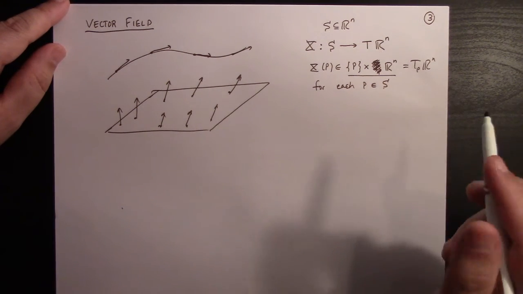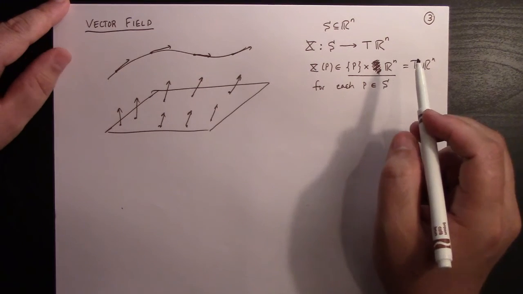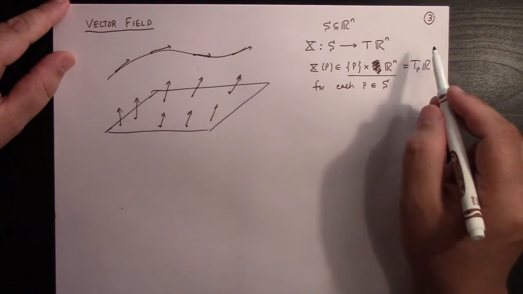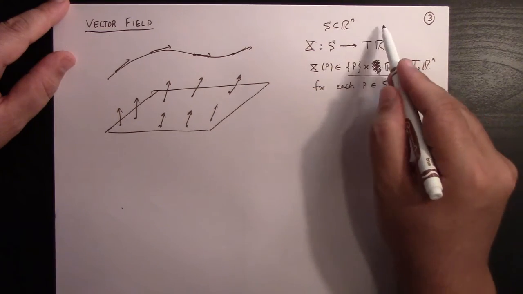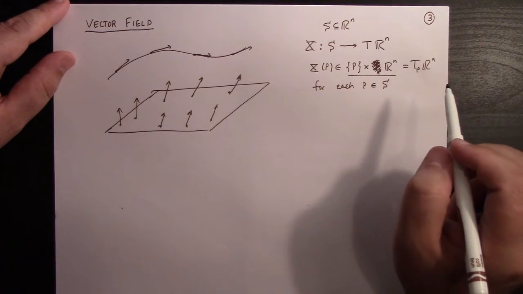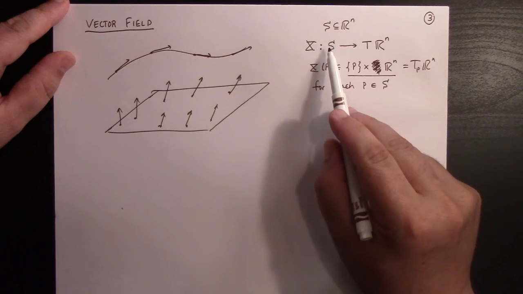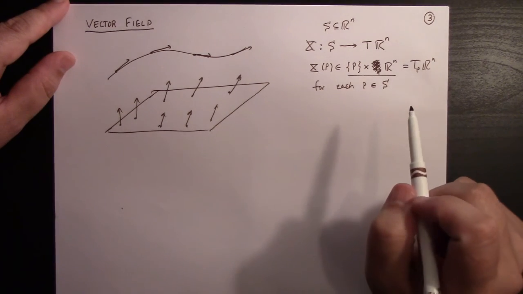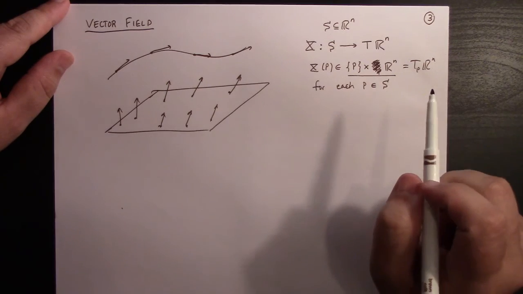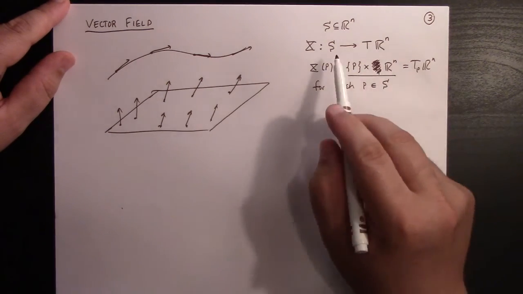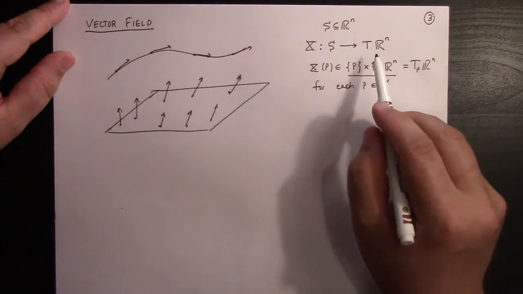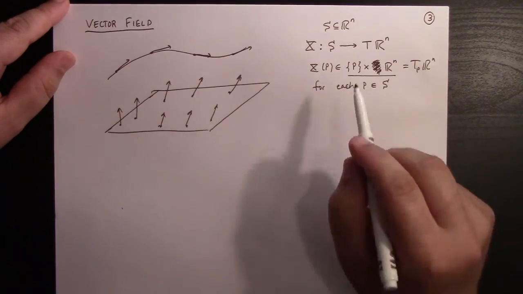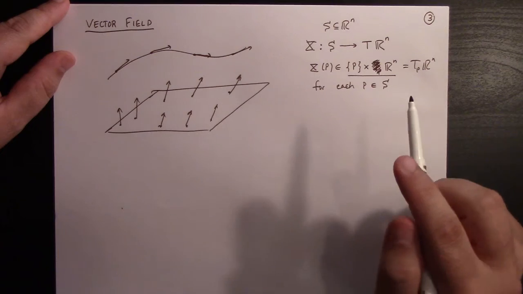Now, you can talk about something called the projection on the tangent bundle. So this is the tangent bundle, right? What I'm saying is a vector field is a function into the tangent bundle. But it's not just any function to the tangent bundle. The function has to behave a certain way, right? It has to attach a vector to each point in the object that you're interested in.